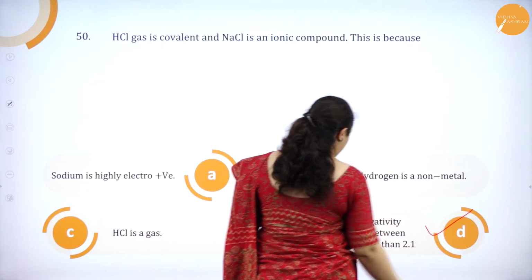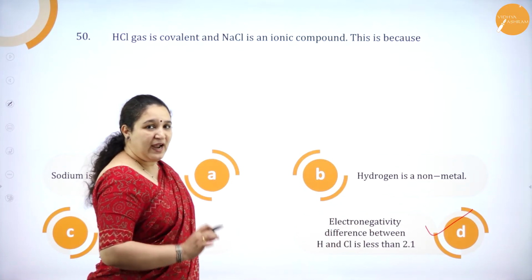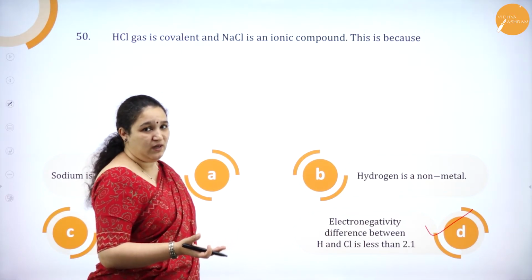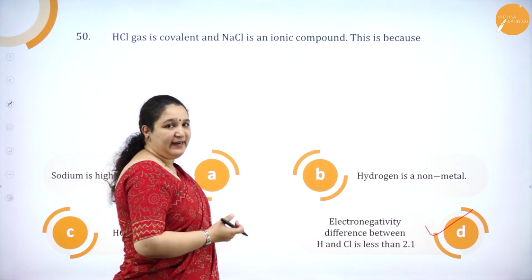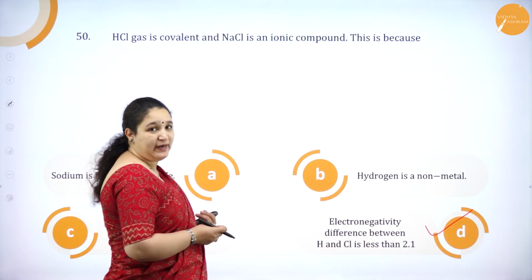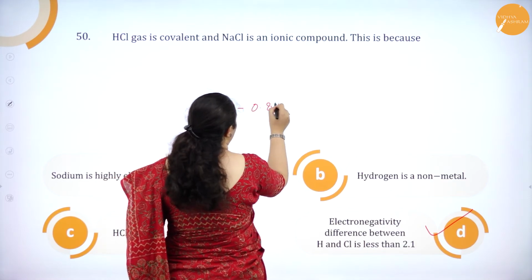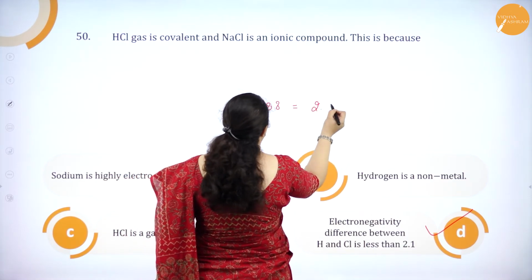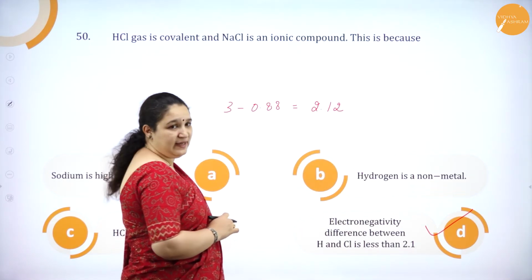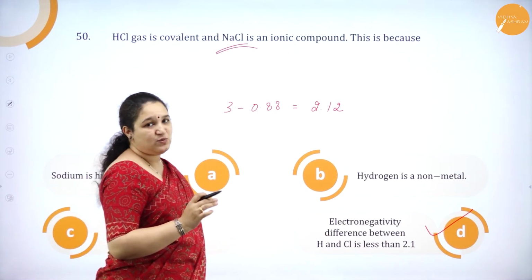So, electronegativity difference between hydrogen and chlorine is less than 2.1. That is why hydrogen chloride is a covalent compound, and for NaCl, it is more than 2.1. Electronegativity of chlorine is approximately 3, and that of sodium is 0.88. So if you just do 3 minus 0.88, you will get 2.12. It is more than 2.1. Do you all agree? That is the reason NaCl is ionic, but HCl is a gas which is covalent.